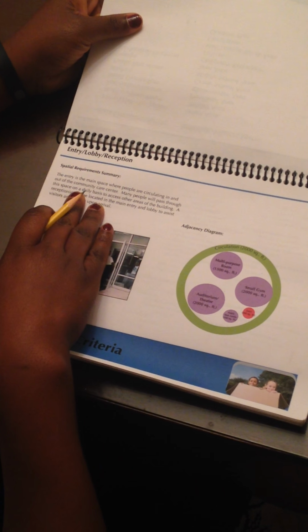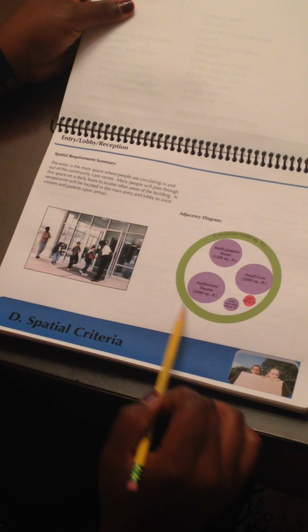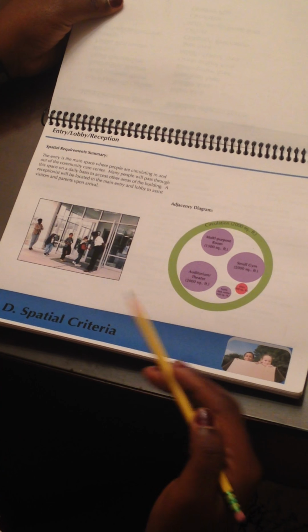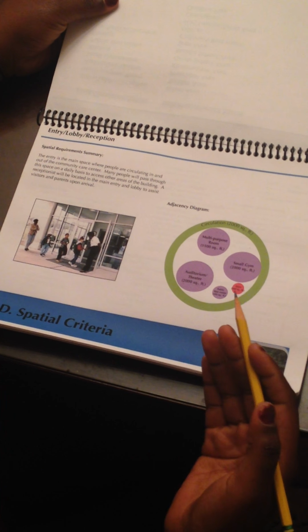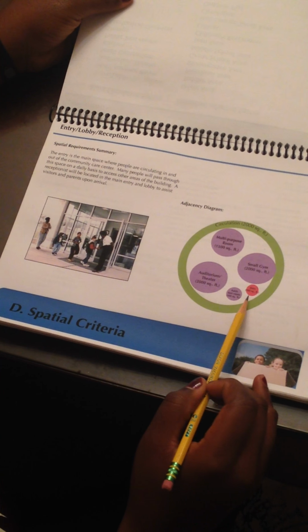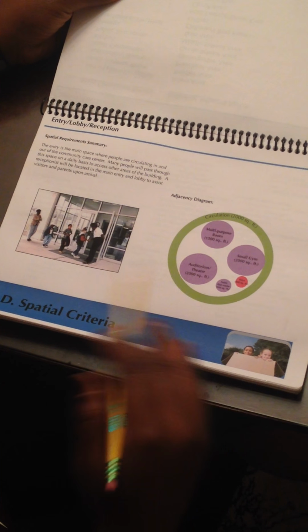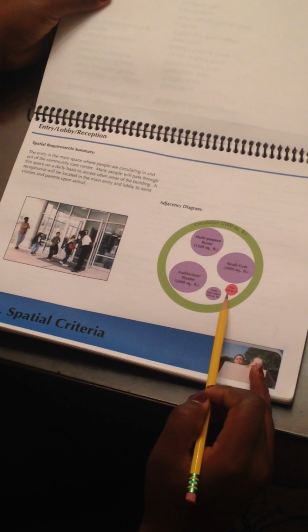So this is a spatial criteria for the entry or lobby. So it's saying that the entry or lobby is going to be the main circulation space. And then we have an adjacency diagram of the lobby and what spaces need to be directly adjacent to that. So here in this red circle is the entry, which we approximated at about 300 square feet.